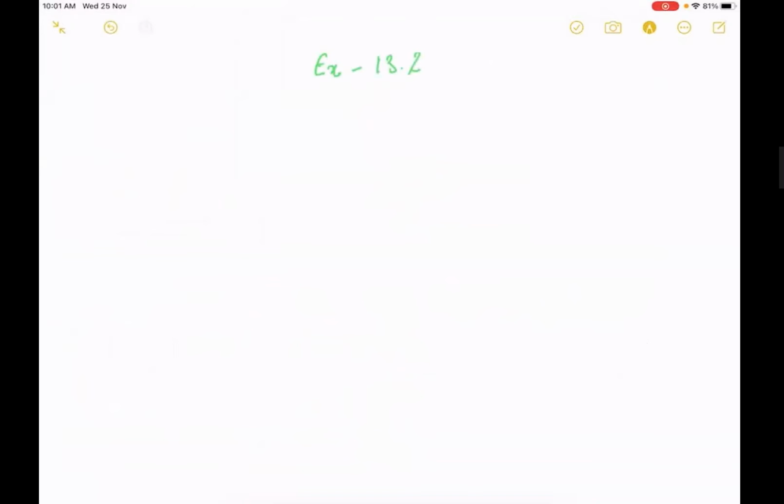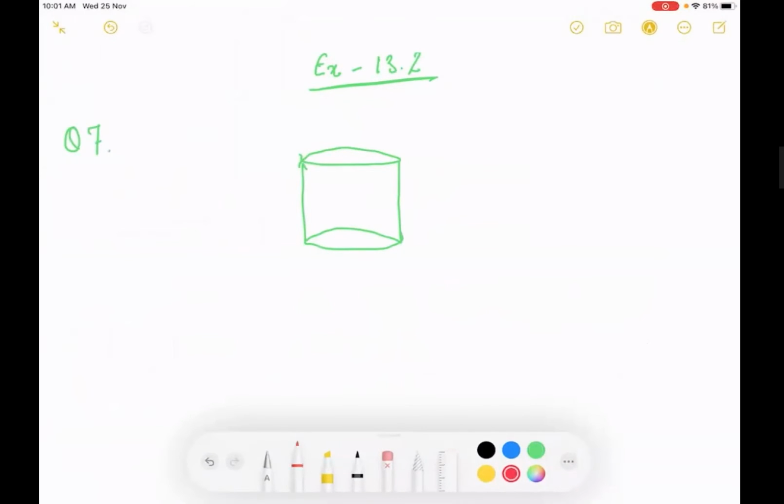Exercise 13.2, question number 7, I am going to discuss with you. One right circular cylinder is there. You can see in this cylinder, having a semicircle, and the cylinder is full of water.